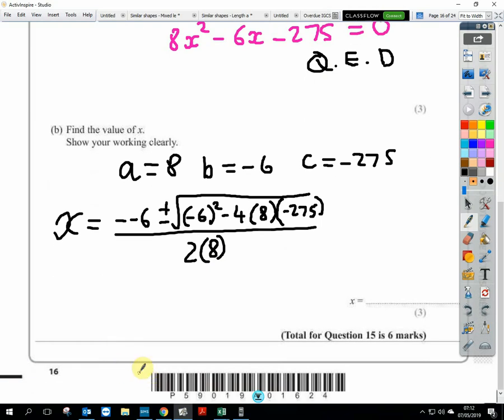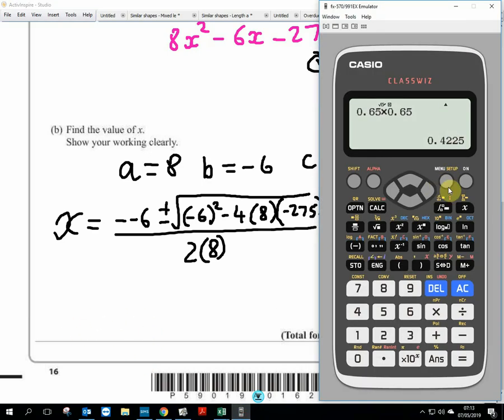Right, we type this into the calculator, and we end up with two answers. So I will use the mode now on this ClassWiz. So mode option A, polynomial, degree 2. Enter your A, B and C. A is 8, B is negative 6, and C is negative 275. Oh my god. Negative 6 and negative 275. So we have one answer which is 6.25.